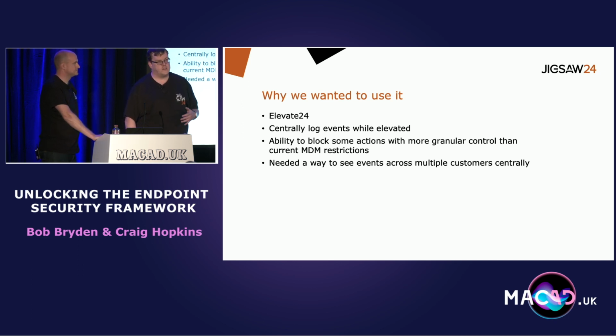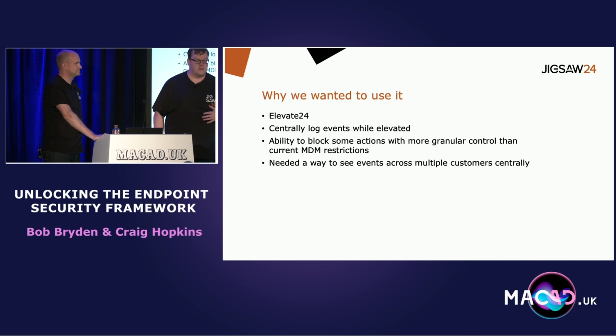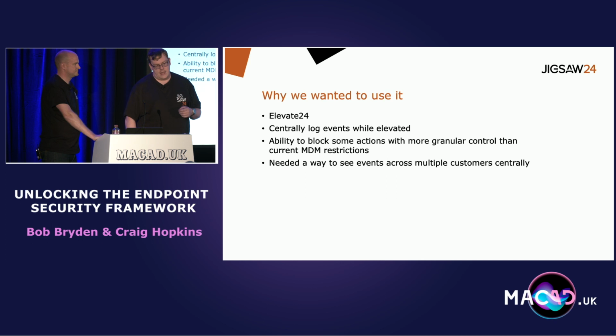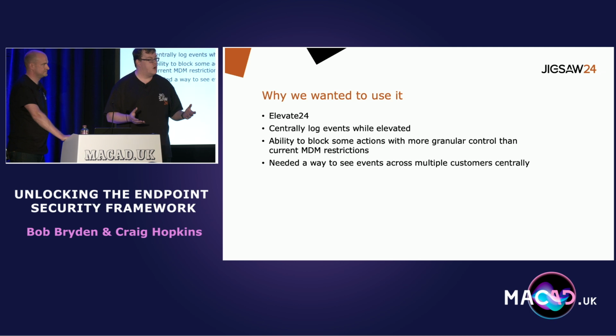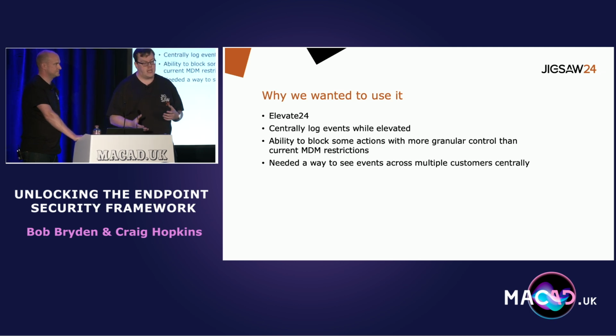Last year we spoke about a product at Macaduck called Elevate 24 and our Insights tool. Elevate 24 is designed to give just-in-time admin access on macOS. And the first thing people asked us was, what do people do when they get elevated? So you get admin rights on your machine. What happens now? And we couldn't really see that information just through the way Apple did logging. It was very hard to get a real sense of what was happening.